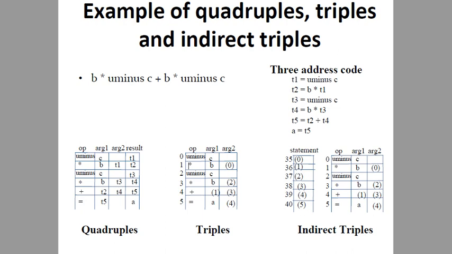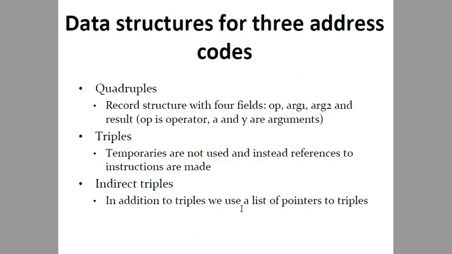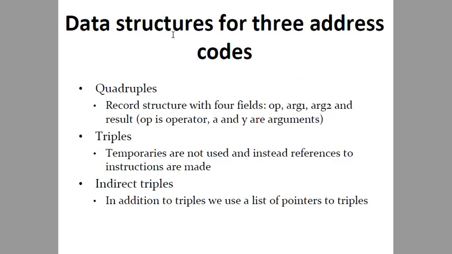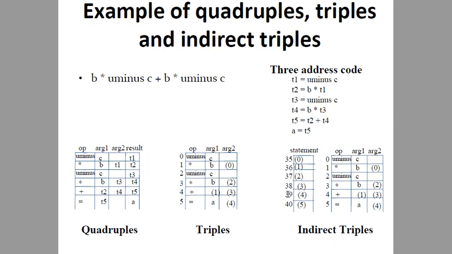In case of indirect triples, in addition to triples, we have the list of pointers to triples. From the name it implies that we have something which is indirectly pointing to our triples. So you see over here this part is the same as that of our triples. This whole thing is stored in some place where it is being pointed. So this list of pointers to triples, see this 35, 36, 37, 38, 39, 40, from 35 to 40 we have our list of pointers which are pointing to our triples. So this is our indirect triples.